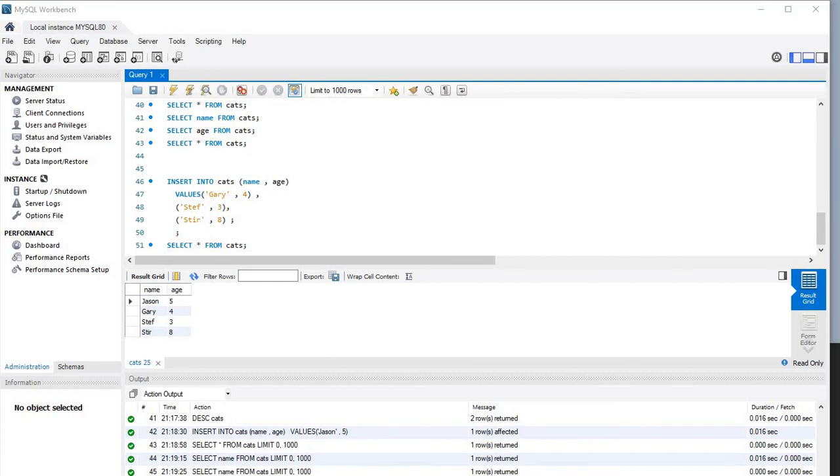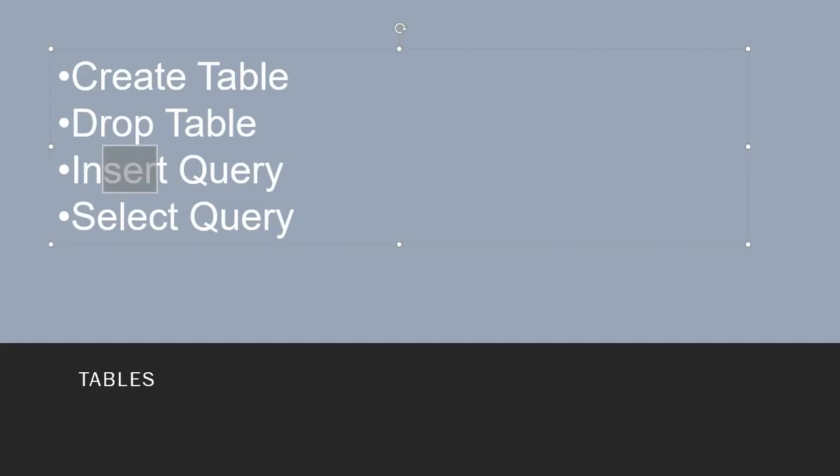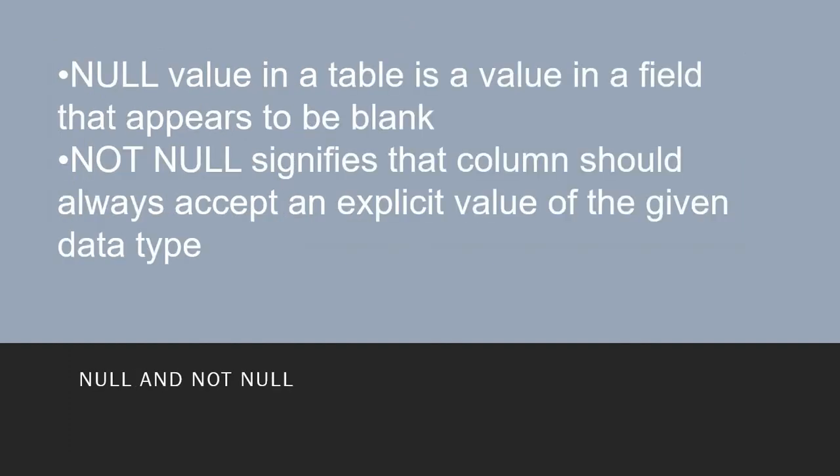And now we will move on to null. Actually, a null value in a table is a value in the field that appears to be blank. Not null signifies that the column should always accept an explicit value for the given data type. Okay, now I will show you. Where is the workbench?